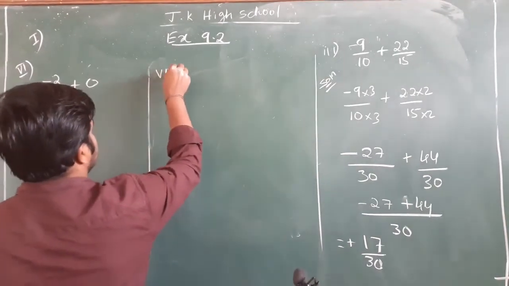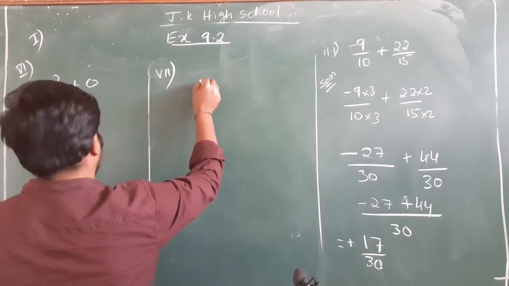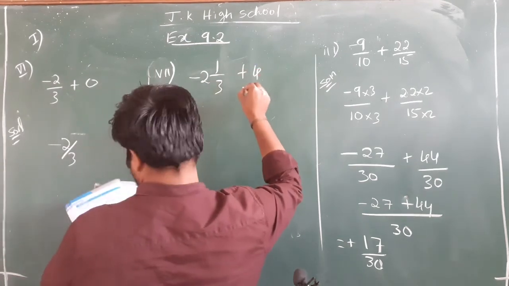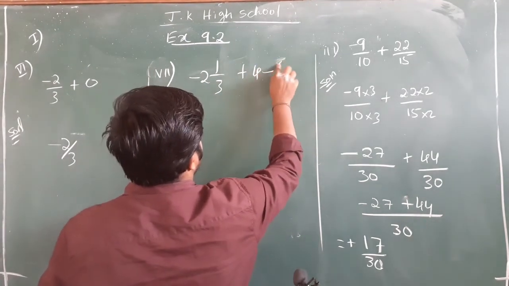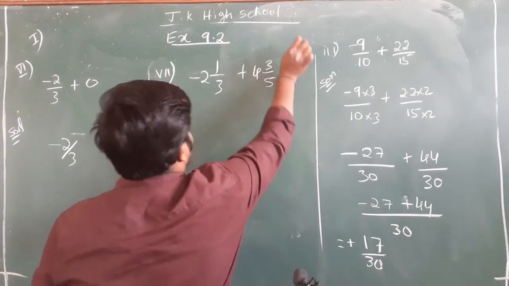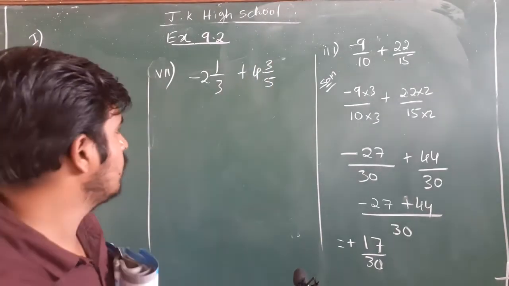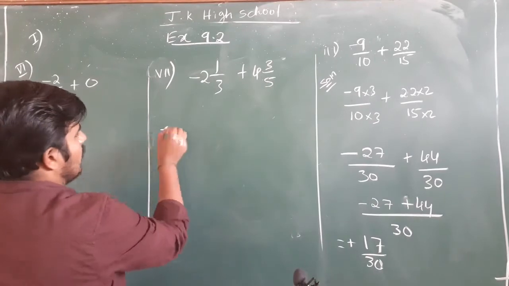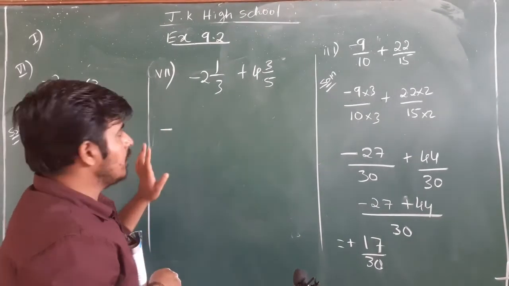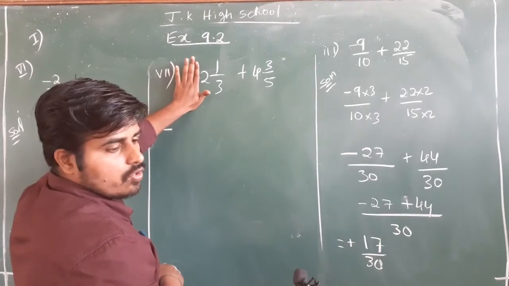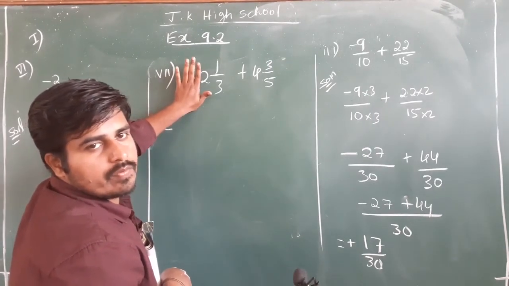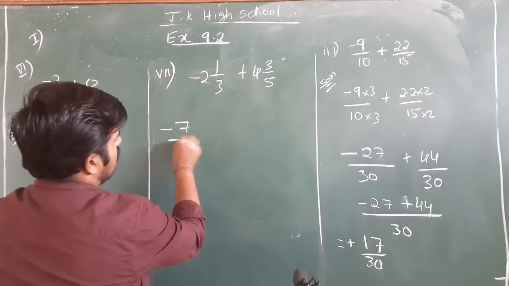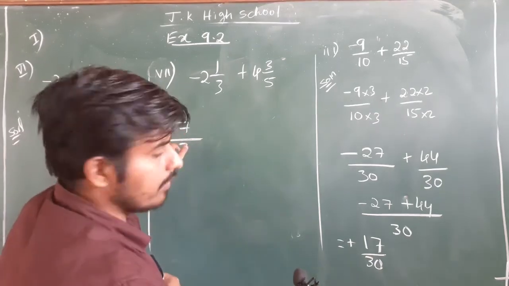Seventh one: minus 2 1 by 3 plus 4 3 by 5. Okay, this is a mixed fraction, that's it, nothing else. So whenever you face these types of problems, keep this minus aside. Keep this minus aside and don't think there is no minus. If there is no minus, how are you going to convert a mixed fraction into improper? 3 2s are 6, 6 plus 1 is 7, and same denominator. So minus 7 by 3.